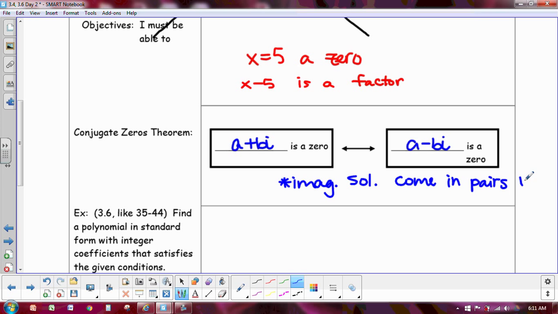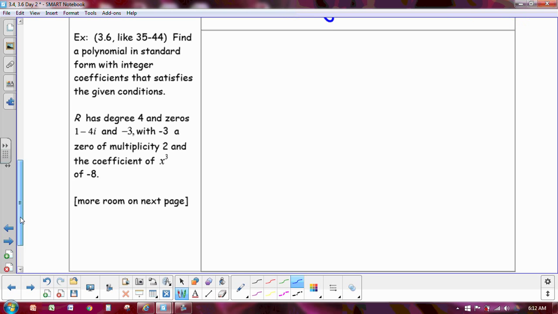And we know that because when I get an imaginary answer, I'm getting it from square rooting a negative. And so I'm ending up with the positive and the negative version, because when I square root both sides of an equation, I end up with a plus and a minus.